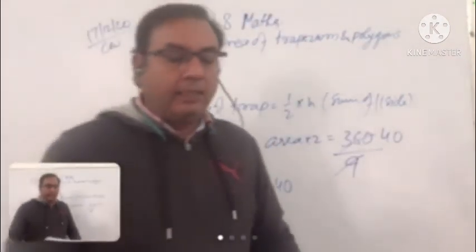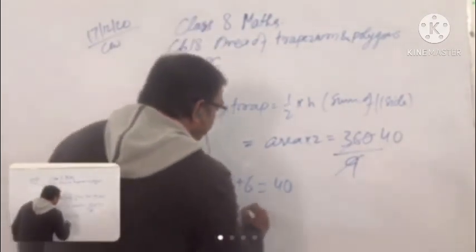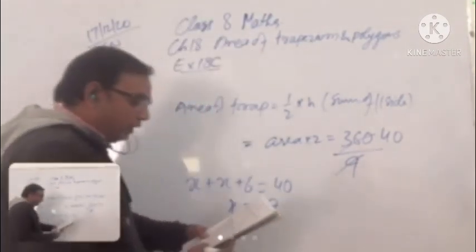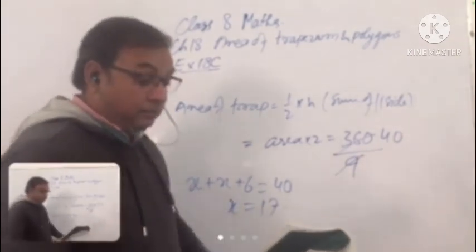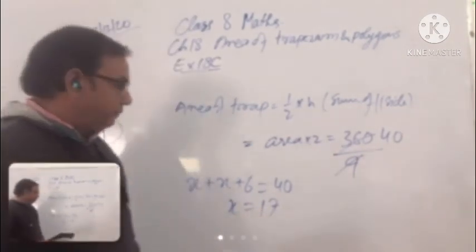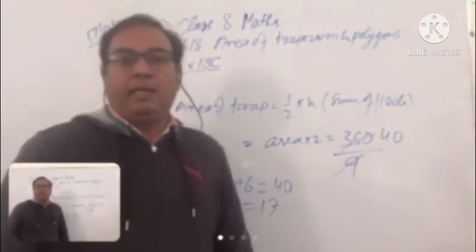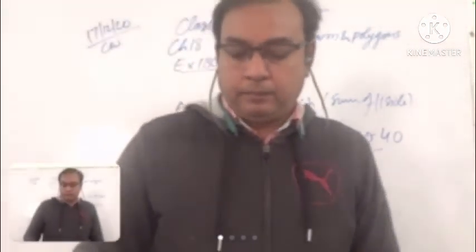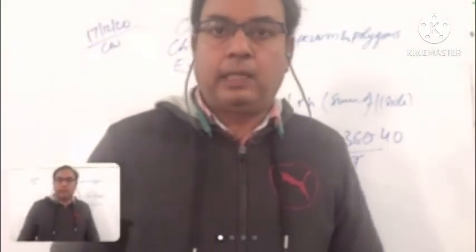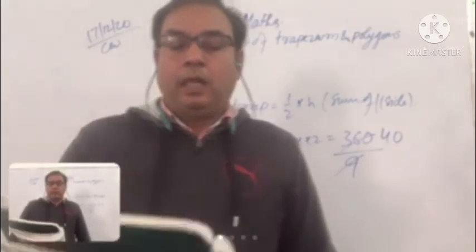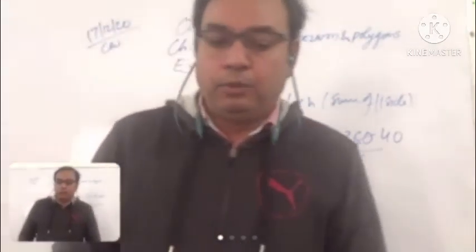Yes, x is equal to 17. Here x is equal to 17. Now find out the longer side. Just add 6 and 17. 17 plus 6 is, Shivani? So option B is your answer. Okay, clear? Now the fifth one you all can do on your own.